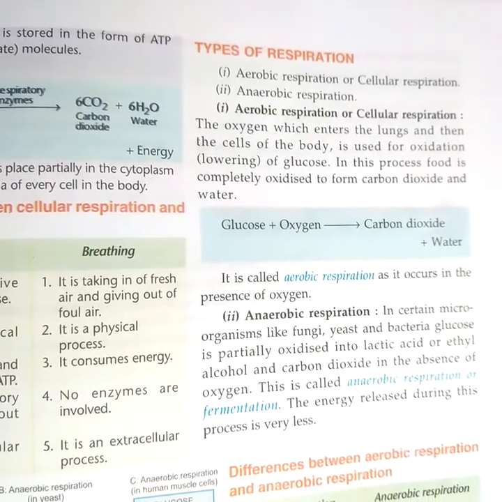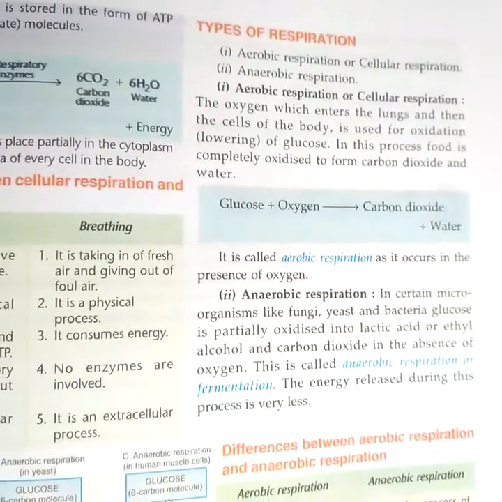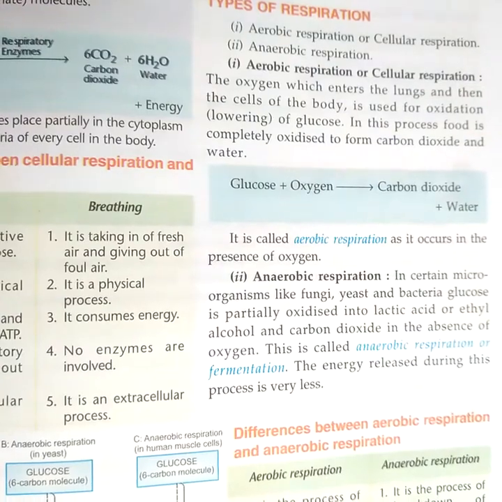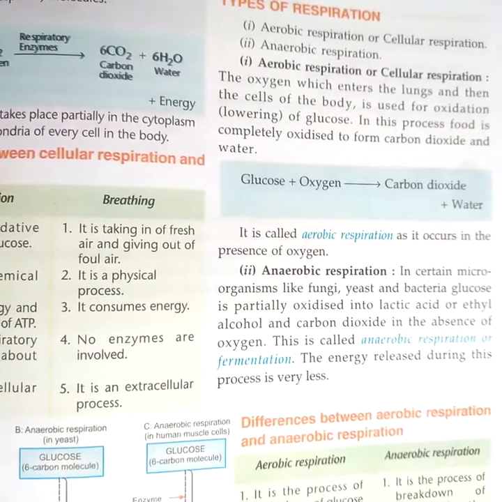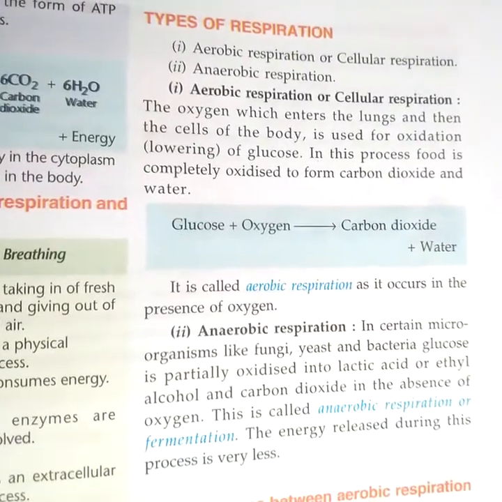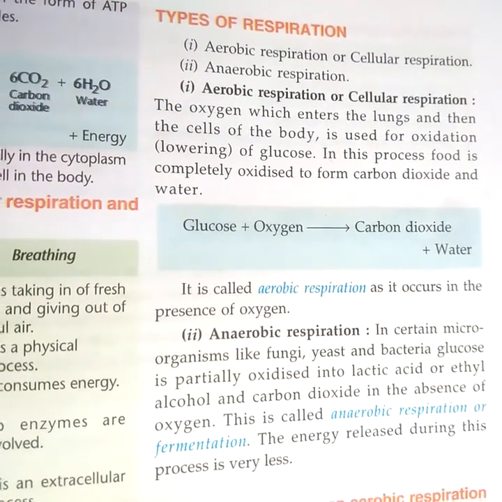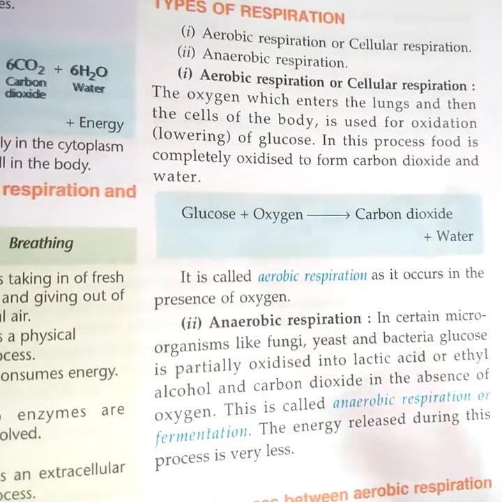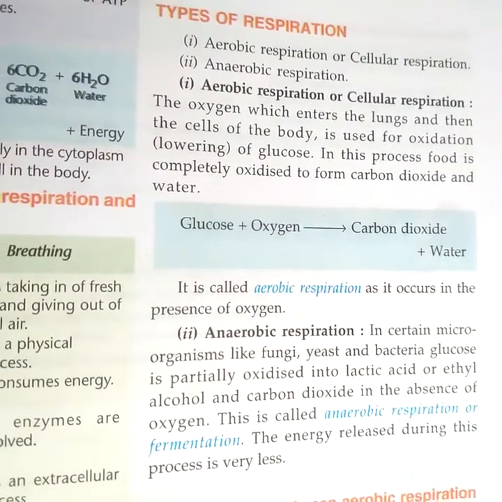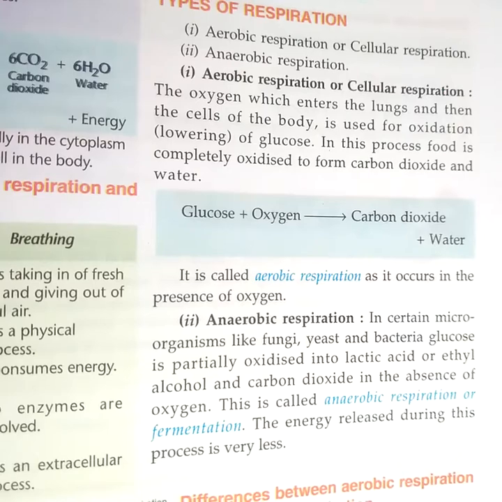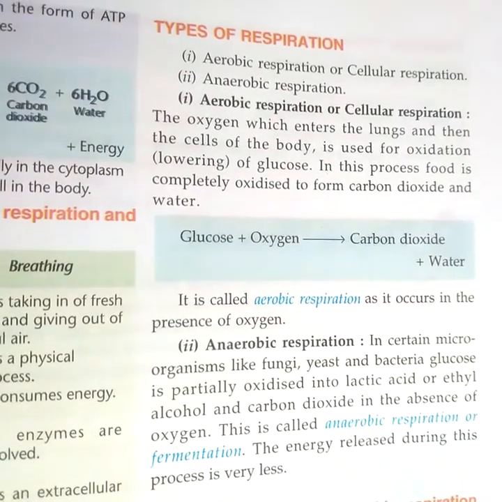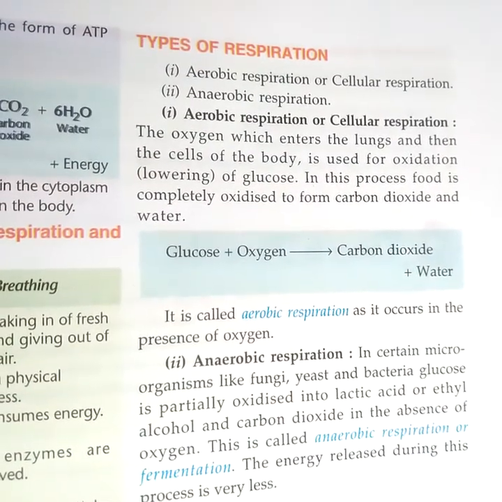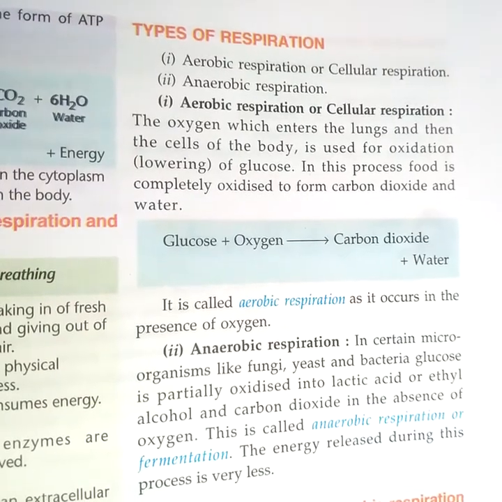Now what is aerobic respiration? It's very simple. Respiration which takes place in presence of oxygen is called aerobic respiration. The oxygen which enters the lungs and then the cells of the body is used for oxidation of glucose. In this process, food is completely oxidized to form carbon dioxide and water, plus huge amount of energy is released here. Since this takes place in presence of air or oxygen, so it is called aerobic respiration. Is it clear?